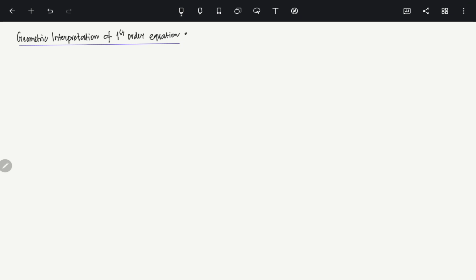Welcome students, and in this video we are going to talk about the first order general PDE, right? So let us just write it down. First of all, it should look like this. I am going to start with a semilinear equation first.